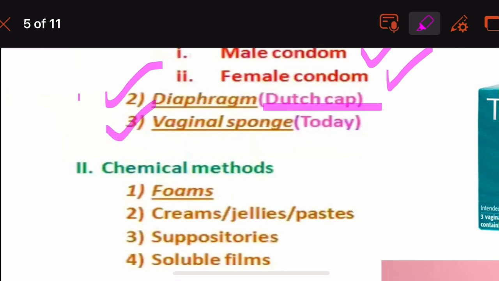Then we have the vaginal sponge, which is popularly known by the brand name Today. This vaginal sponge has been employed for hundreds of years. They soaked the sponge in vinegar or olive oil, and today it is commercially marketed under the trade name Today. It is used to prevent conception. And then we have chemical methods.